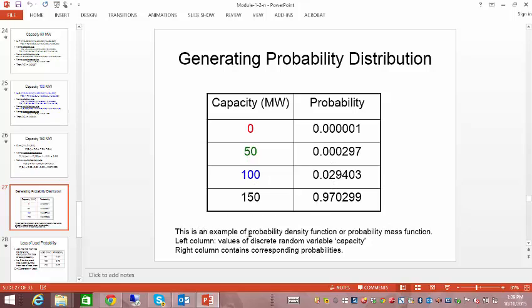As I say over here, this is an example of the probability density function or probability mass function. The left values over here are the discrete random variable capacity. So here the capacity is a random variable which can assume 4 different levels, and these are the probabilities. So therefore this information, what's the probability associated with each value of the discrete random variable, is basically the probability density function or the probability mass function.